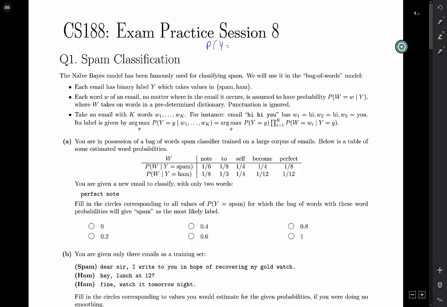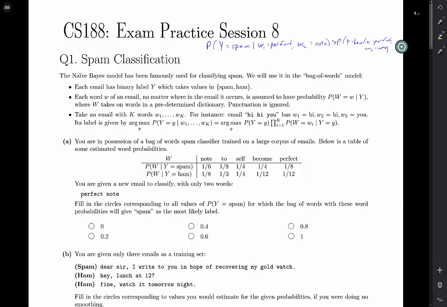is it more likely? So when is it more likely that probability y equals spam given our word 1 equals perfect and our word 2 equals note, than predicting that y equals ham given w1 equals perfect and w2 equals note? So we can rewrite this using the naive Bayes structure.